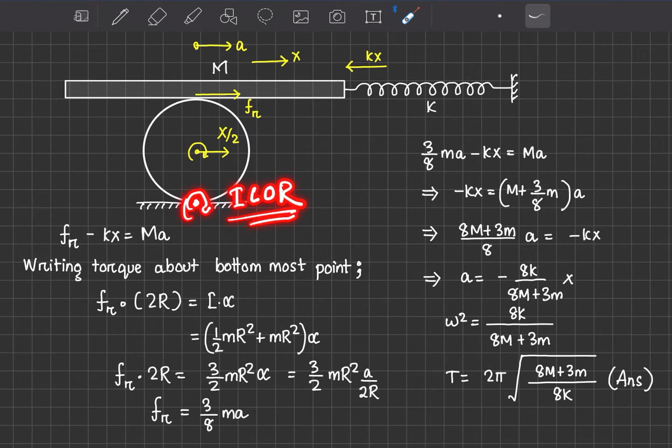So about this point we can assume the whole disc is moving. Now, as the system has acceleration a, that means this point has acceleration a. Now this disk is a rigid body. If we write the torque equation for the disk, we will write it like this. About the bottommost point, we are writing the torque here.